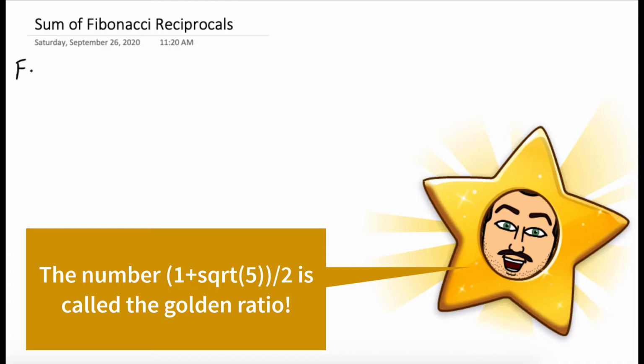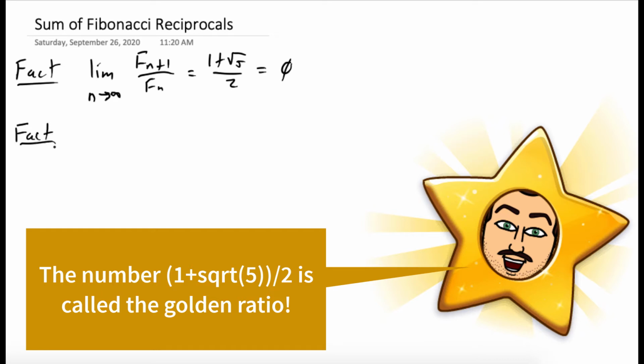So there are two facts that we're going to use to solve this problem. The first fact is that the limit as n goes to infinity of Fn plus 1 over Fn is equal to 1 plus the square root of 5 over 2, which people typically denote by the letter phi. This is also known as the golden ratio.